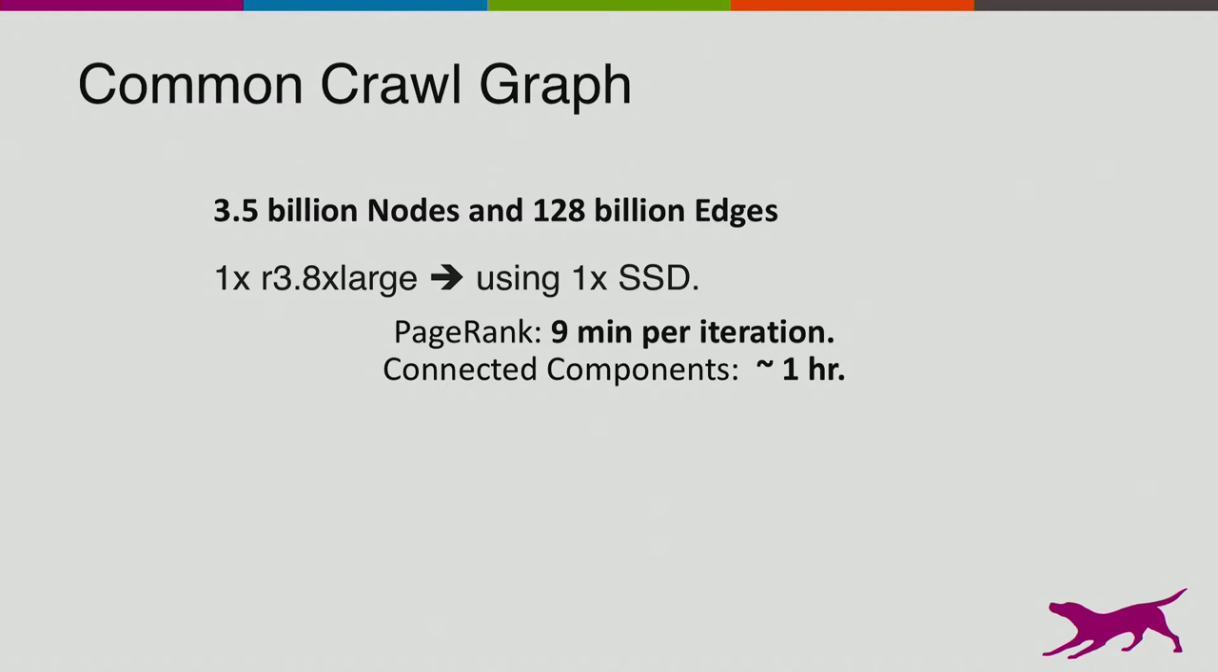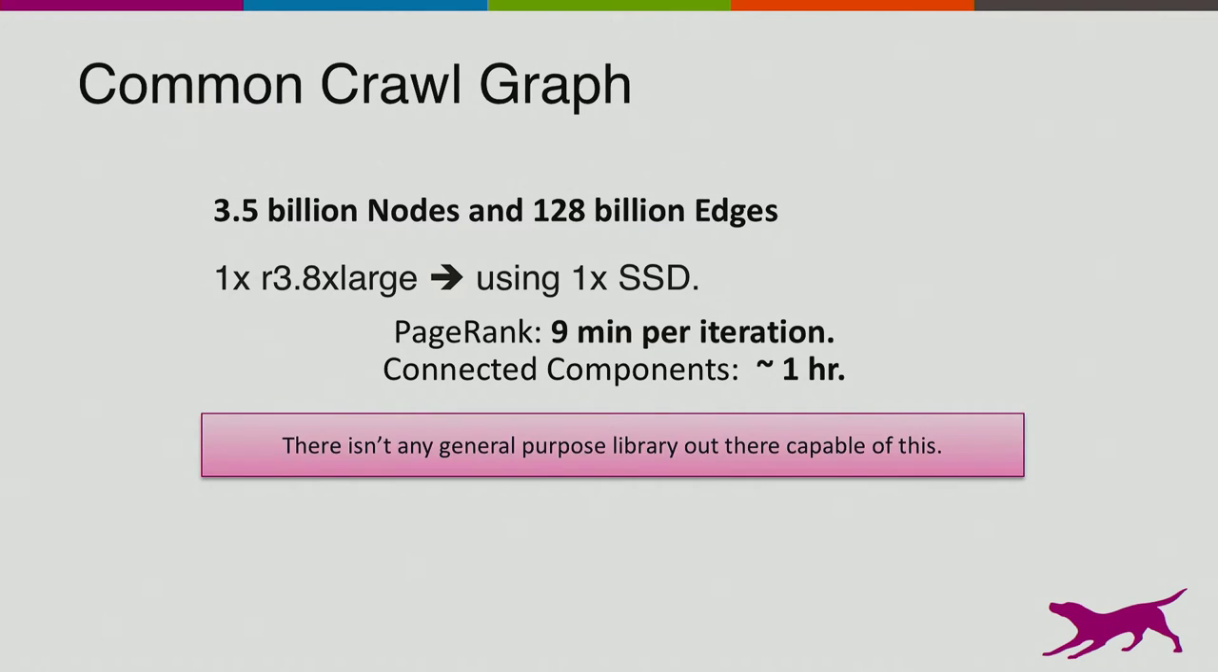So to compute page rank on a single machine for this big graph, we can achieve a performance of about 9 minutes per iteration. And we can compute the entire connected components in less than an hour on a single machine using SSD. There is no general purpose library today that is capable of doing this.